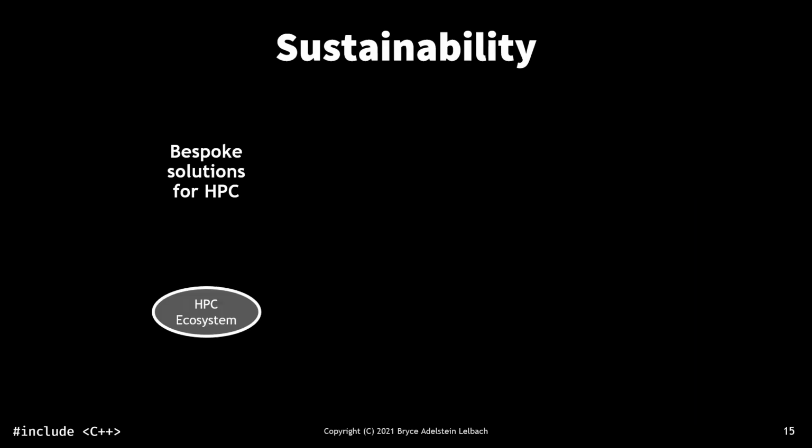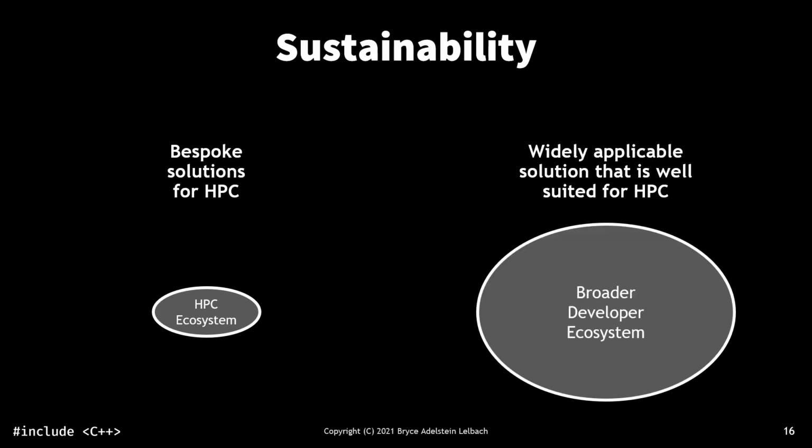We can keep building bespoke solutions for HPC. But that means we have to implement them, build the tools for them, promote them, teach them, and maintain them. Are you confident that OpenACC, OpenMP, or any library you use today will be around in 50 years? I know that standard C++ will still be here. Instead, we should aim to standardize things that are widely applicable, but also well suited to HPC needs. That's far more sustainable because then we have a much broader ecosystem supporting those facilities.